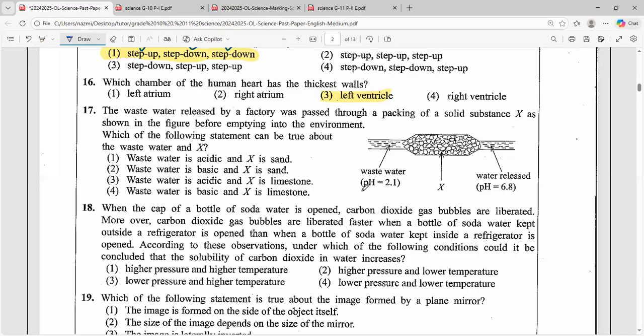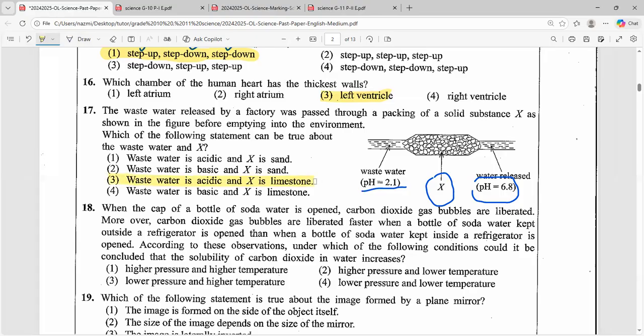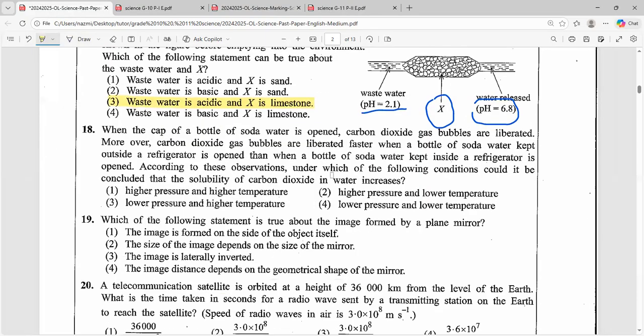So wastewater is acidic. Then when that wastewater goes through a material called X, its pH has increased. Can you see? 2.1 to 6.8. Then some basic substance should be there in X. Then only it can increase the pH, no? So what do you think X is? X has to be limestone. It can make it less acidic.